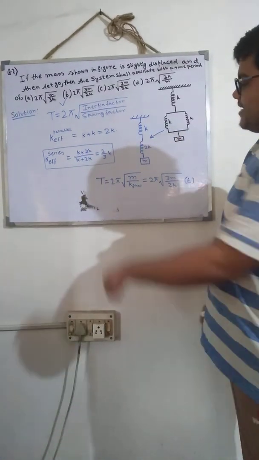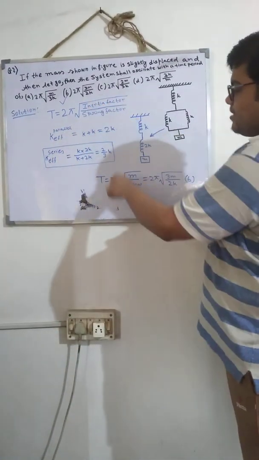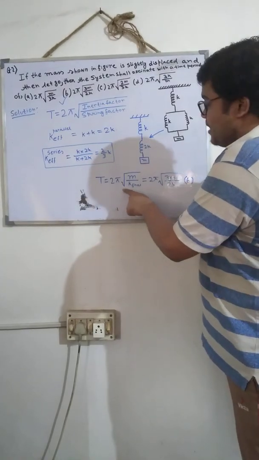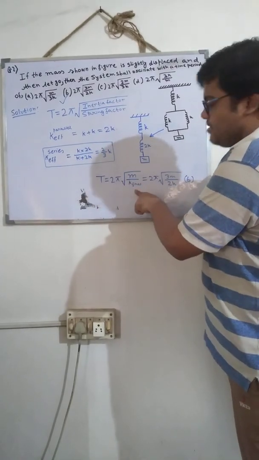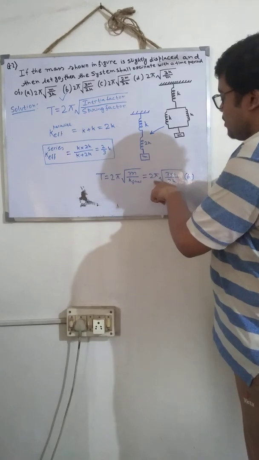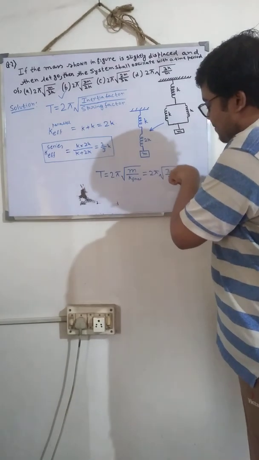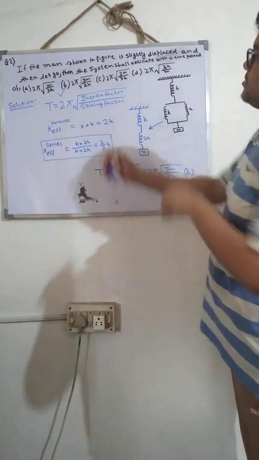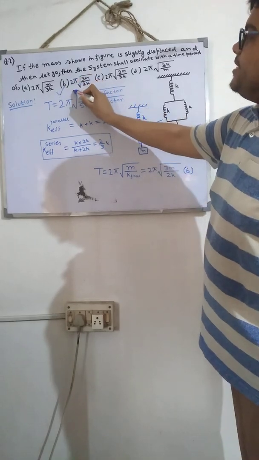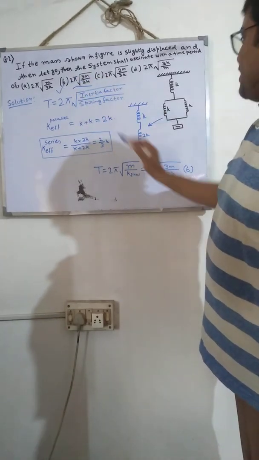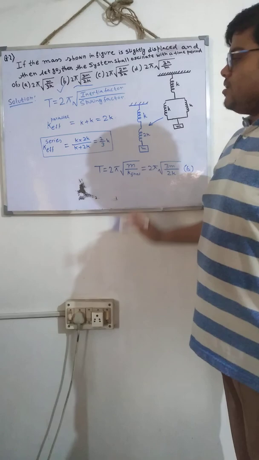So our answer is, using this formula, T = 2π under root m by K final. That is T = 2π under root 3m by 2K, which is option B. 2π under root 3m by 2K.